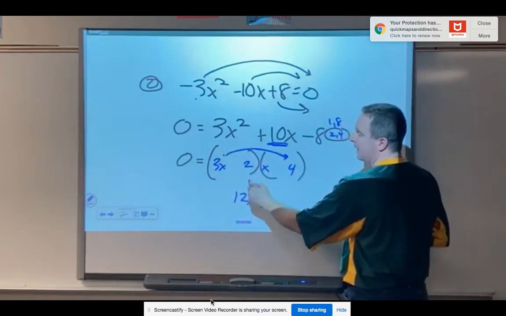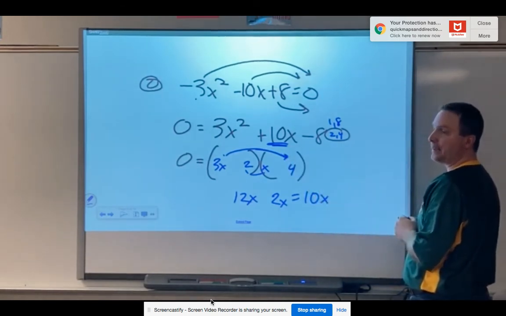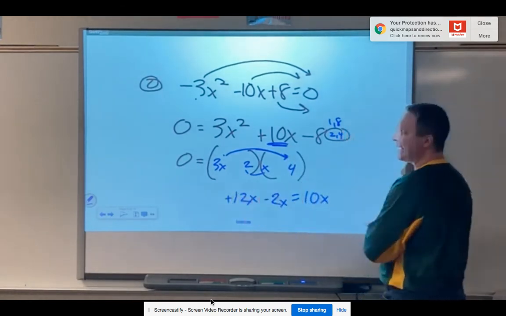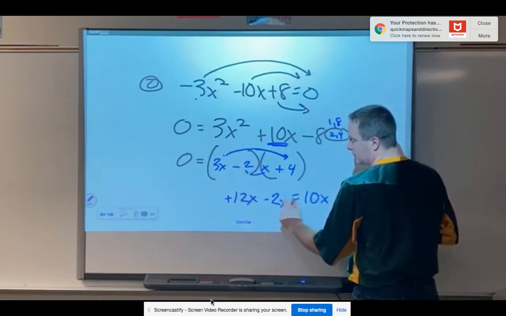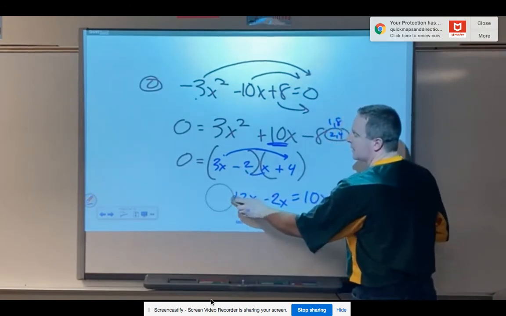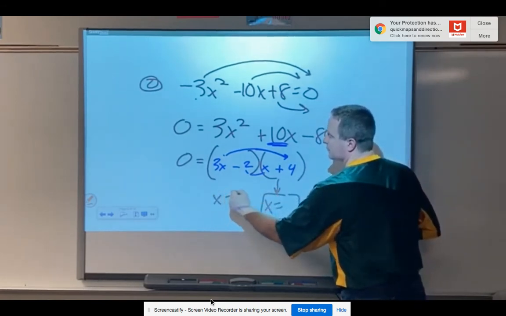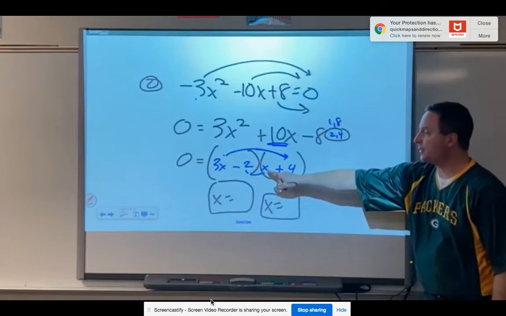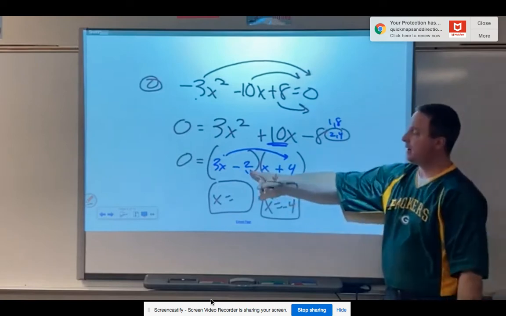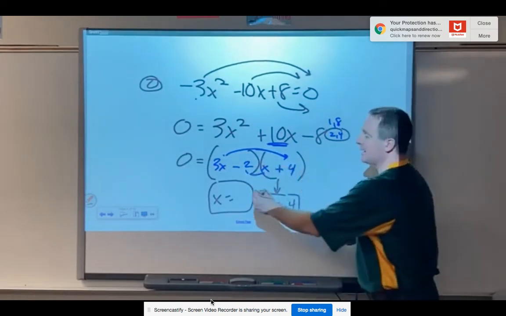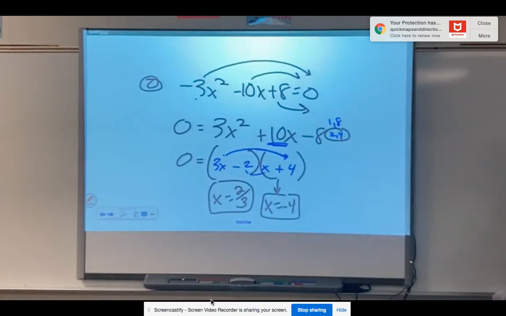Oh, 12x and 2x. Can I get positive 10 out of that? I think I can. What if I had a positive 12 and a negative 2? Yep. 3 times 4 is 12, minus 2 gives me the 10. Yep. So there I got it factored. And last but not least, can we find the 2 solutions? The one on the right here, when there's just an x, remember it's the opposite. X plus 4, the solution is negative 4. How about this one on the right? The opposite of the last number, positive 2, divided by the number in front, 3, positive 2/3.